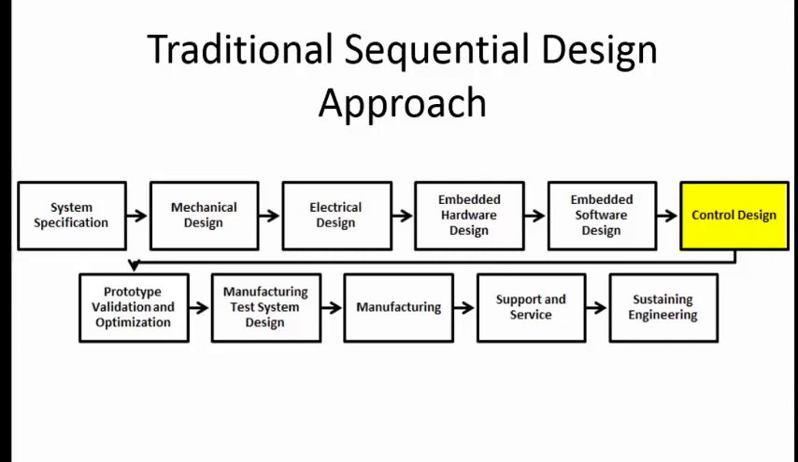So here what is happening is, first you are doing the mechanical design, you are doing the electrical design, you are doing the embedded hardware, embedded software, you are doing the control design, and finally you are going to build the product. After that, the normal design process, you are going to test it. If you are satisfied with the test, you are going to go for the manufacturing of it in large numbers.